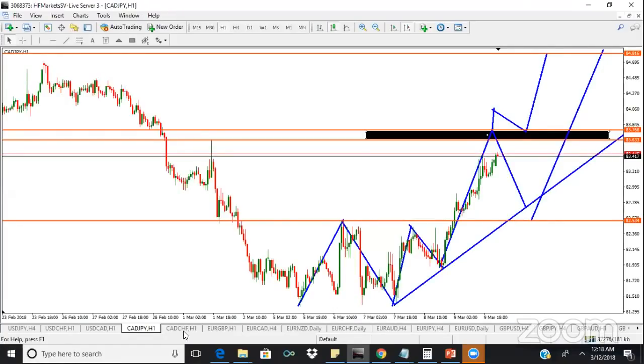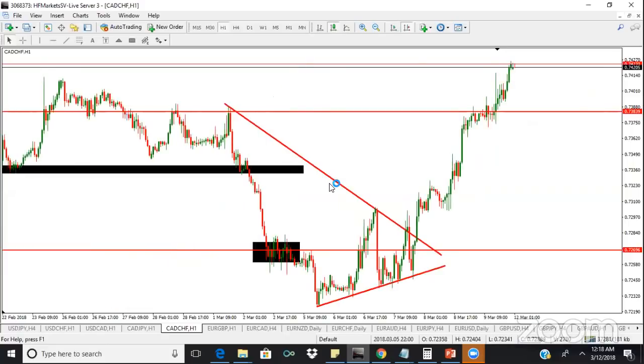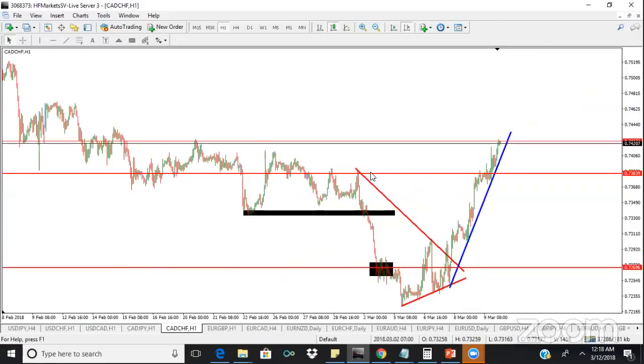So I'm expecting a pullback there. So let's check CAD CHF. Look at what I projected last week. Look at the trend line here, guys. It was broken. Now, the last one that is currently on is this. So this keeps happening every time after drawing your support and resistance line. So expect a pullback before going back up. That's CAD CHF.